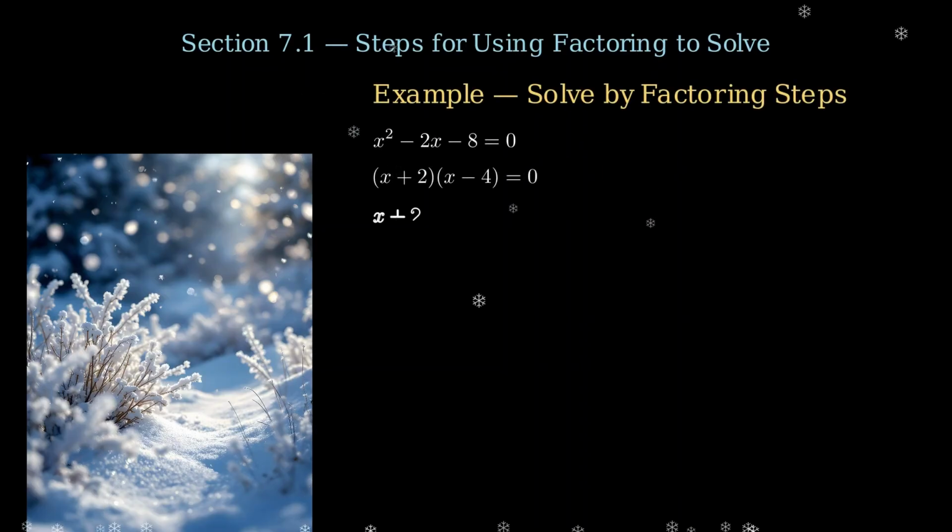Solve x squared minus 2x minus 8 equals 0. The right-hand side is already 0, so we factor the expression on the left. This gives us x plus 2 multiplied by x minus 4 equals 0. By the zero product property, either x plus 2 equals 0 or x minus 4 equals 0. Therefore, our solution is x equals -2 or x equals 4.